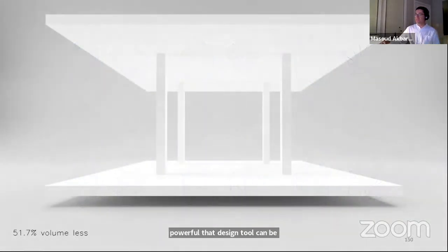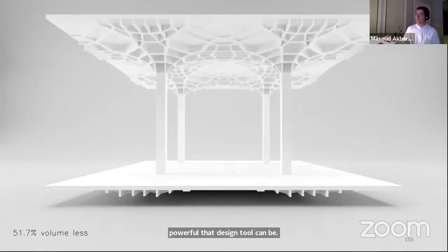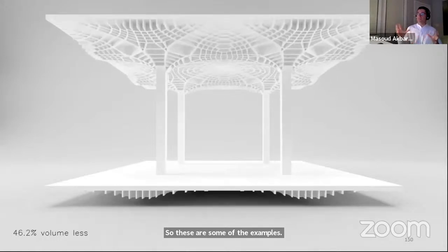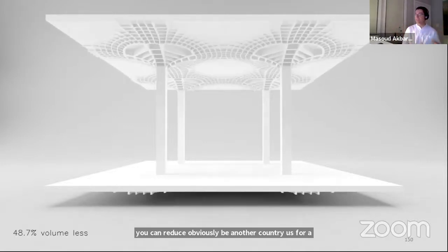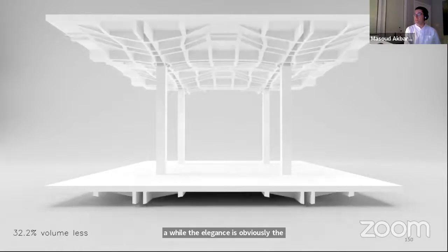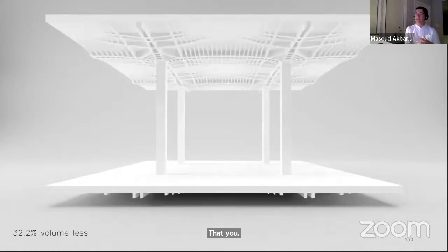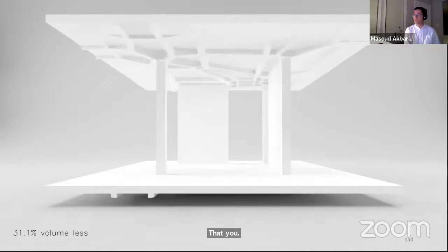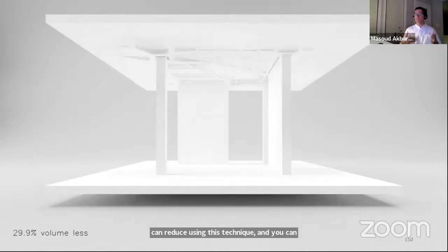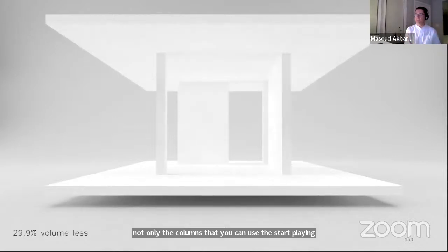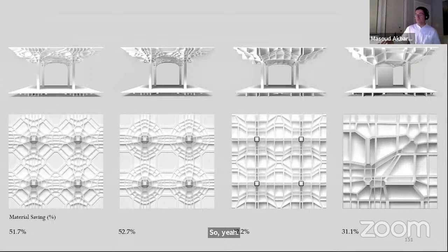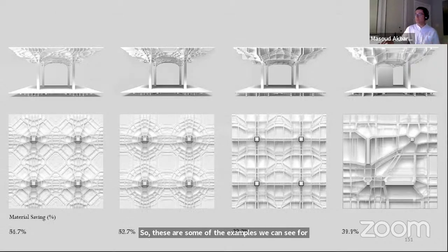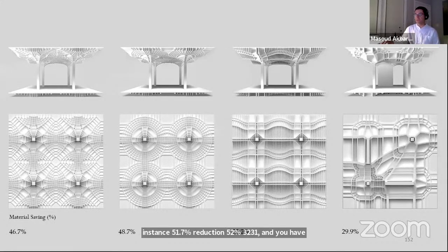So these are some of the examples that I'm going to show you. You can see that by applying the method, you can obviously reduce the amount of concrete used. So while elegance is obviously the immediate result of this method, you can see up to 32, 46, 47, even 67% of concrete you can reduce using this technique. And you can incorporate not only the columns, but you can start playing with adding walls to the plan, et cetera. So these are some of the examples. You can see, for instance, 51.7% reduction, 52%, 32, 31. And you have a variety of different options, and you're not really limited in terms of the design possibilities.